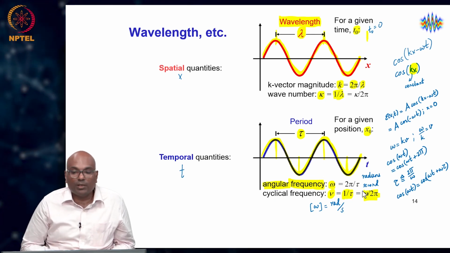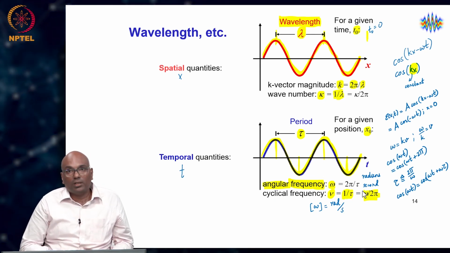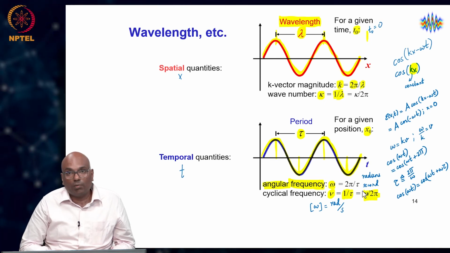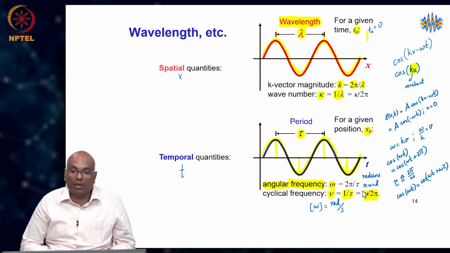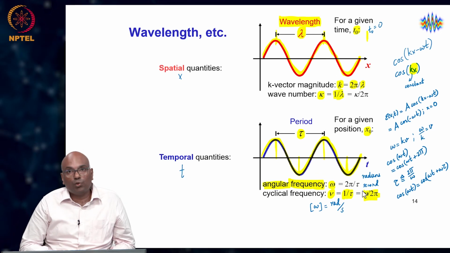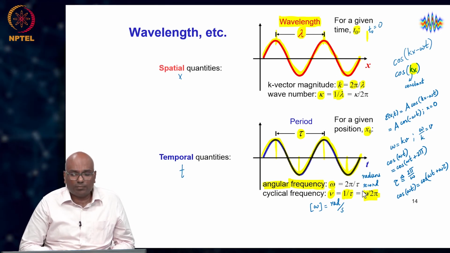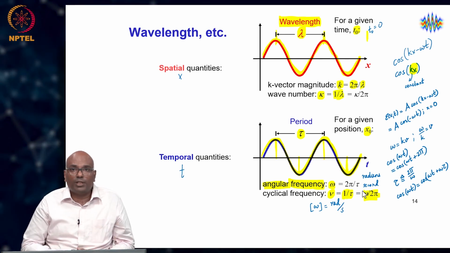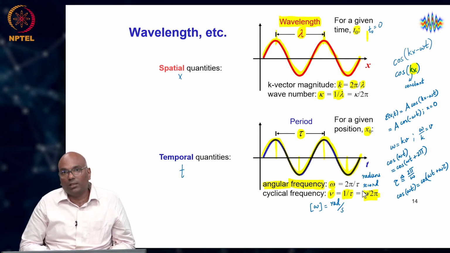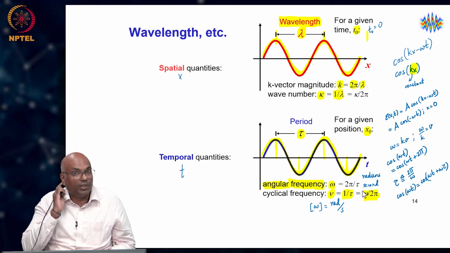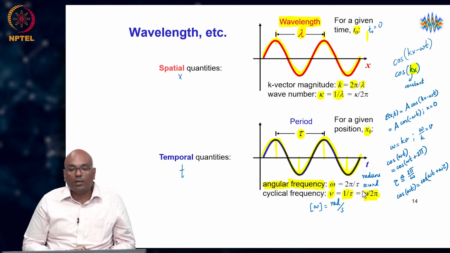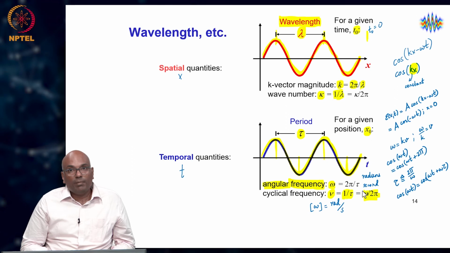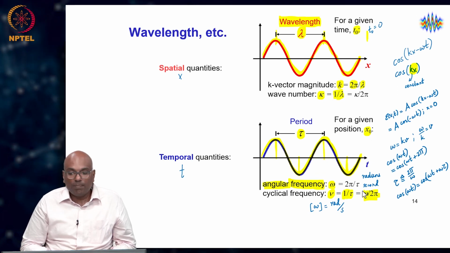The spatial period of this wave is called the wavelength, which is popularly given the symbol lambda. k is 2 pi divided by lambda, and k is actually called the propagation vector as well, which we will see a little later. This would be the magnitude of the propagation vector. Kappa is the wave number, it is 1 over lambda.